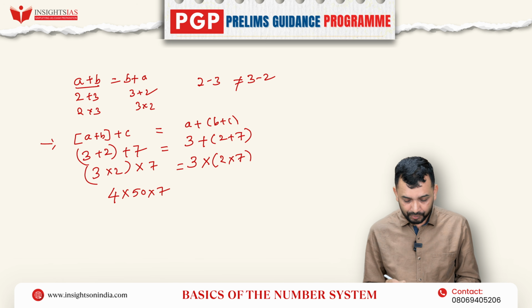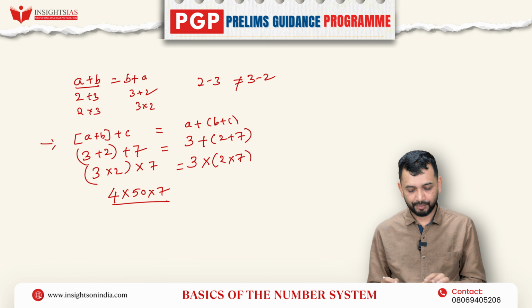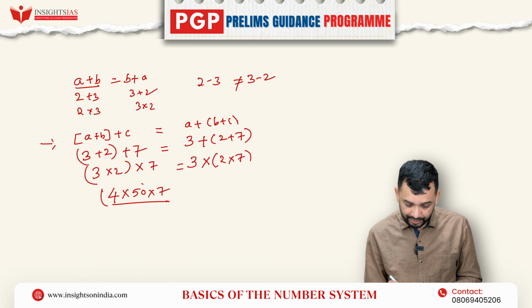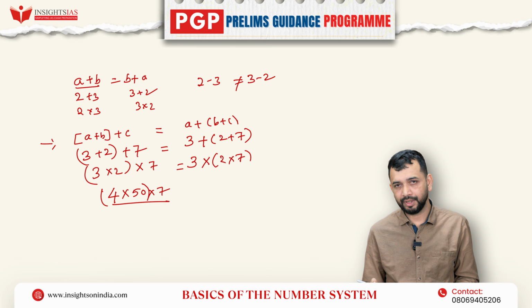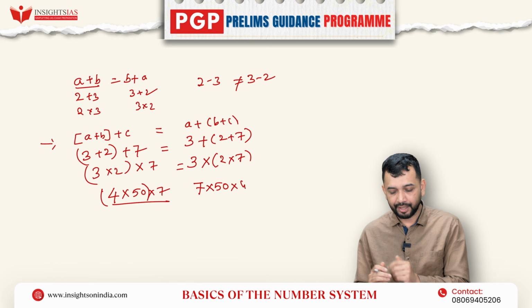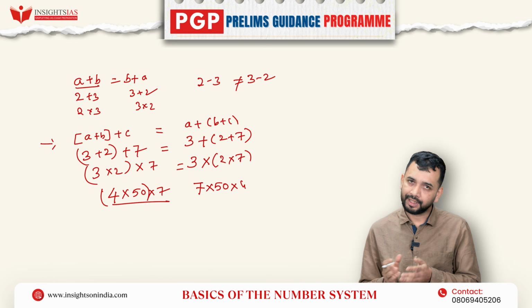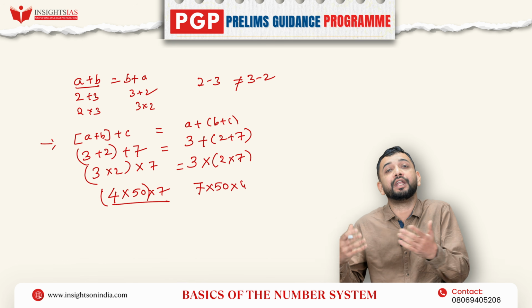Now, if it is like this, then it is easy because 4 into 50 is 200 and then into 7, 200 into 7 will be 1400. Now, let's say the question has been given something like this: 7 into 50 into 4. Now, if you go in order, 7 5s are 35, that is 7 into 50 will be 350, into 4. Again, now you have to see 35 into 4.